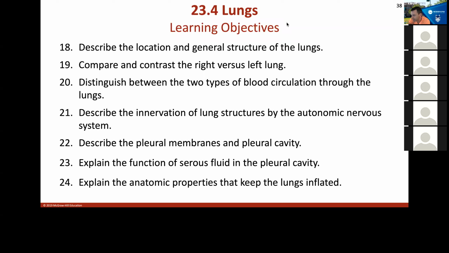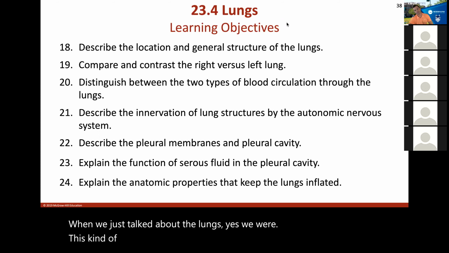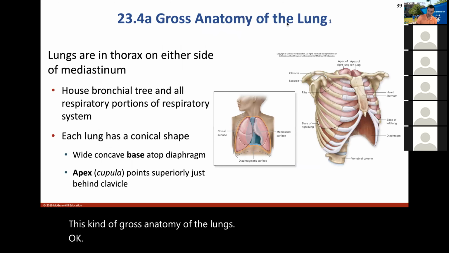That leads us into the lungs. When we just talk about the lungs? Yes, we were. This is kind of the gross anatomy of the lungs. Okay. Still in the lower respiratory tract. We'll get through this and then we'll take a little break.